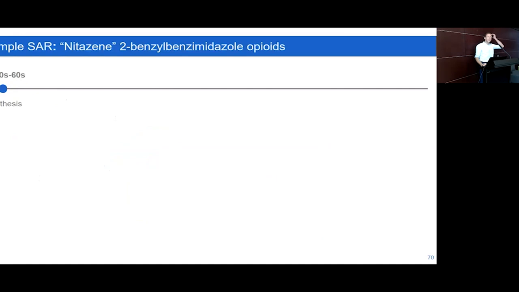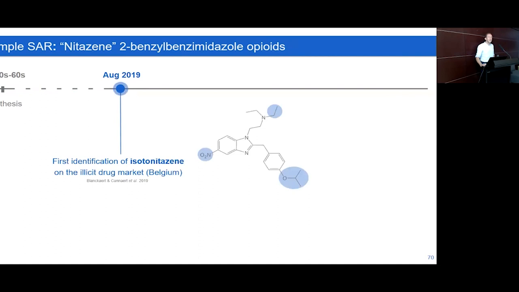Just one example that we worked on, the so-called nitazene or benzylbenzimidazole opioids. Many of these new psychoactive substances actually aren't new. This is very well exemplified by this one. Actually, these are already published in the 50s and the 60s, the majority of those. And then nothing happens. And in the end, in 2019, isotonitazene was found in Belgium.